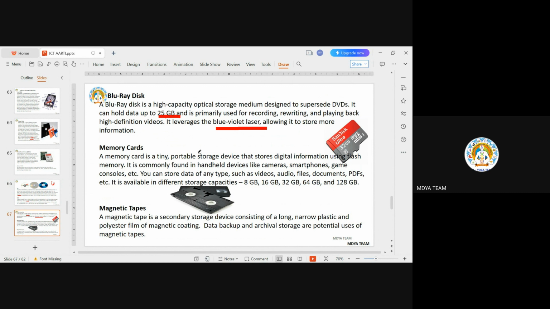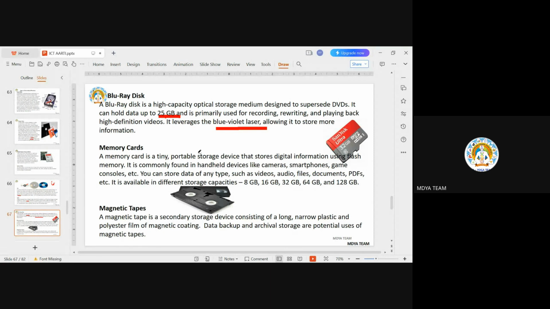It is commonly found in handheld devices like cameras. We use memory cards in cameras, smartphones, game consoles, etc. You can store data of any type, such as videos, audios, files, documents, PDFs, etc. All types of data we can store in the memory cards.